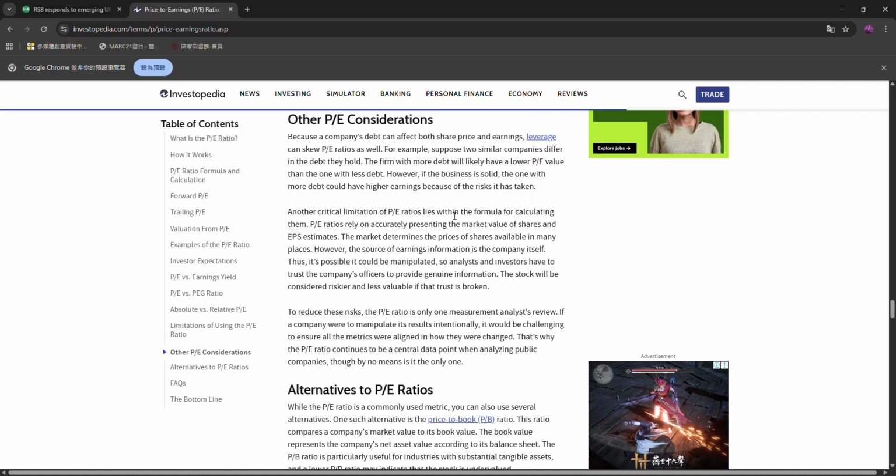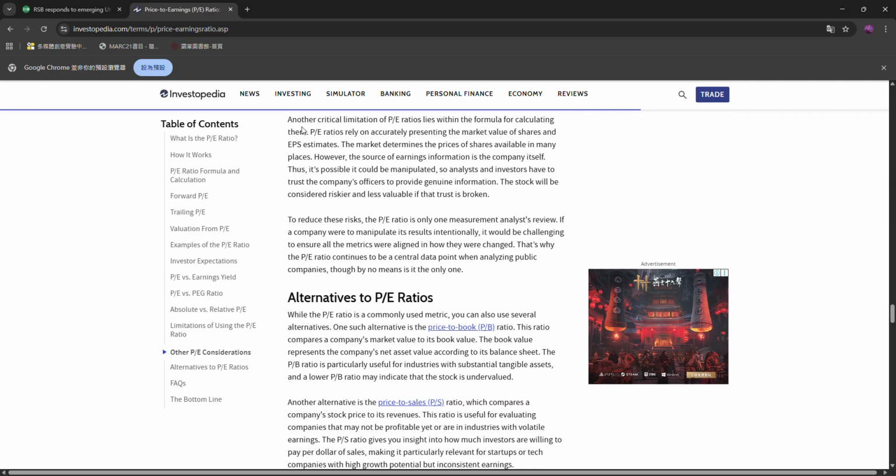Other PE considerations, because companies can affect both share price and earnings, leverage can skew PE ratios as well. For example, suppose two similar companies differ in the debt they hold. The firm with more debt would likely have a lower PE value than the one with less debt. However, if the business is solid, the one with more debt would have higher earnings because of the risks it has taken. Another critical limitation of the PE ratio lies with the formula for calculating it.